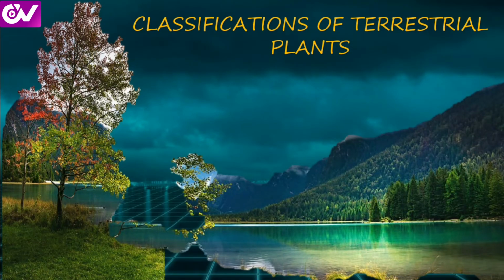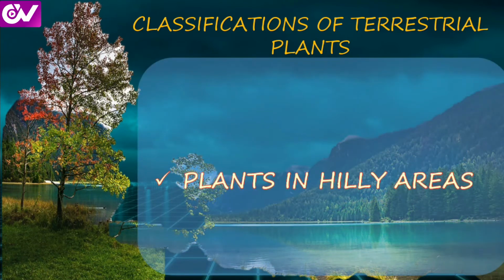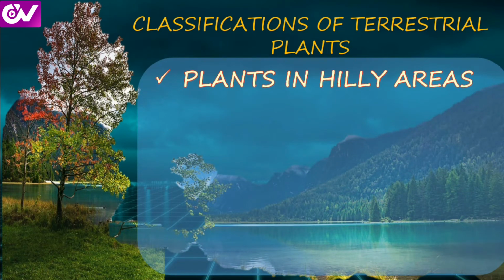Classification of terrestrial plants. Plants in hilly regions, which refers to the mountains or hill stations. These areas are present in the upper part of the earth, that is, on a peak. So the plants that are able to grow in the cold hilly region are known as plants that grow in hilly areas.